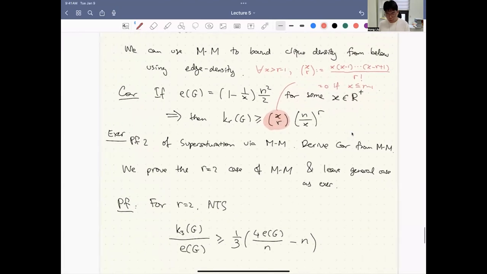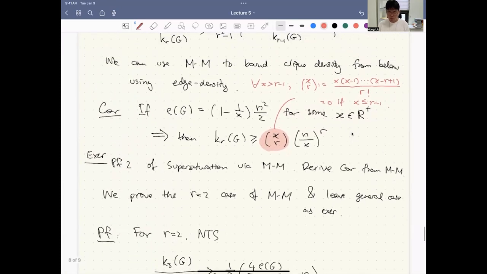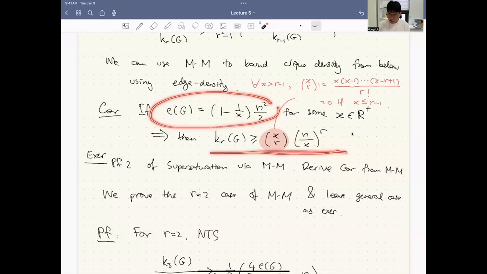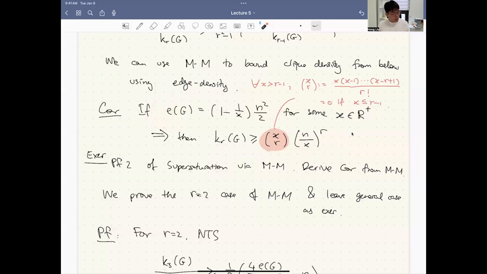The important problem here is that we're given the edge density, and we can give a lower bound on the clique density. Is this tight? Is it optimum? That turns out to be a very hard problem. Nowadays it's solved, the so-called clique density theorem. But we will not talk about it here in the first part. Maybe later, when we get into more advanced parts, we're going to mention that.